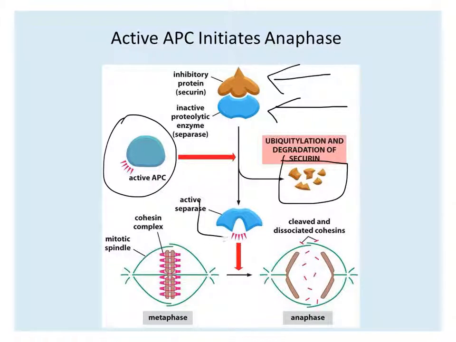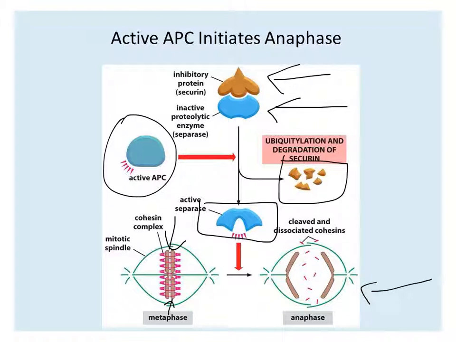This will then lead to the separation of securin from separase, which will lead to activation of separase, and separase will cleave the cohesins, the rings that hold the sister chromatids together, and this will allow for sister chromatids to separate, which will help initiate anaphase.